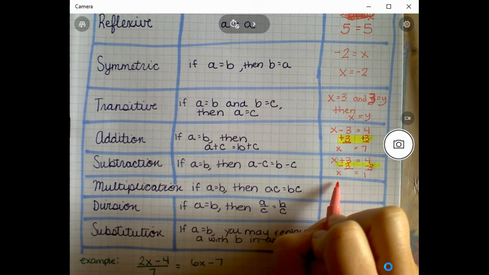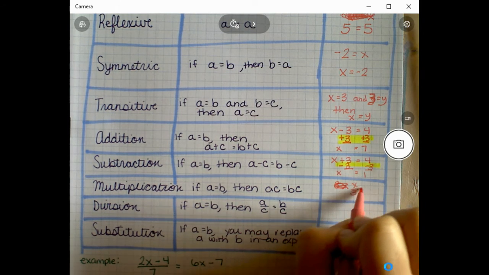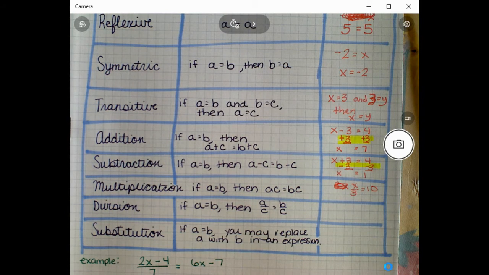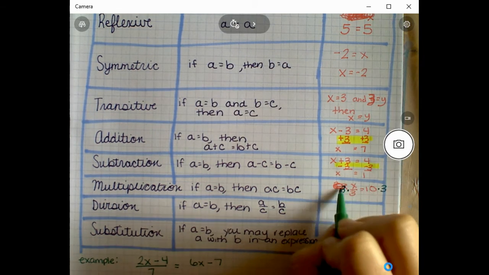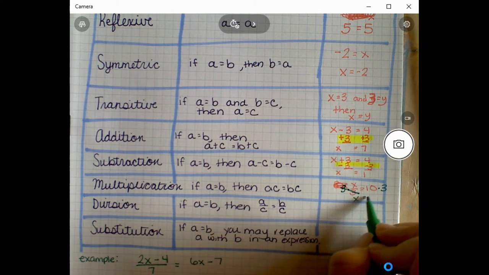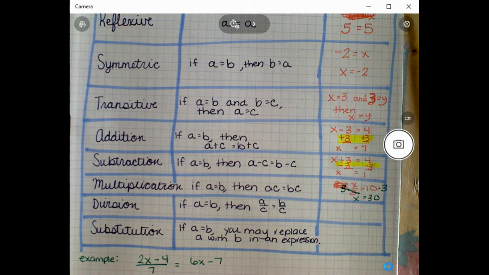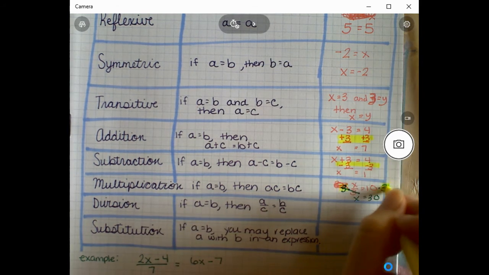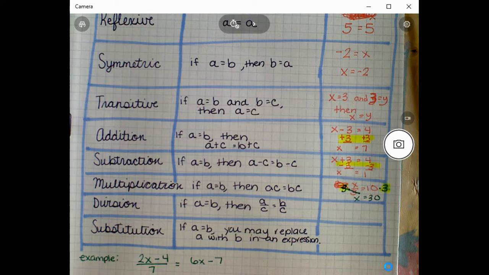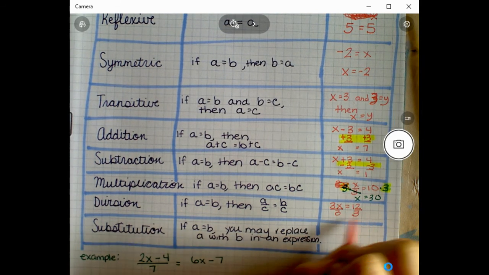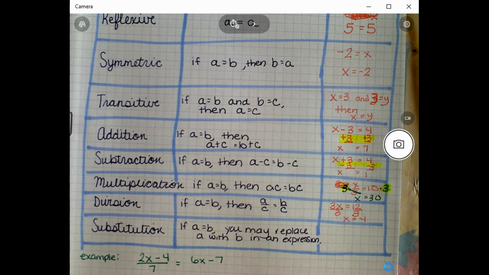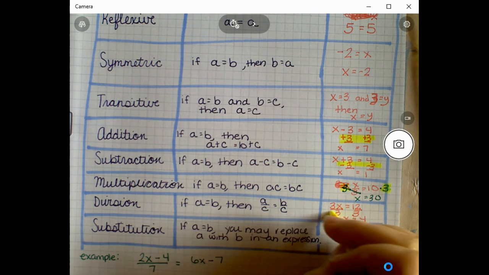If we had x over 3 equals 10, then the multiplication property of equality would be the fact that we multiply both sides by 3. That cancels out there, x equals 30, but you can see in this problem, we multiplied on both sides. That's the multiplication property of equality. The division property is the same idea. Let's say we had 3x equals 12 and we have to divide both sides by 3. That's what it looks like to use the division property.